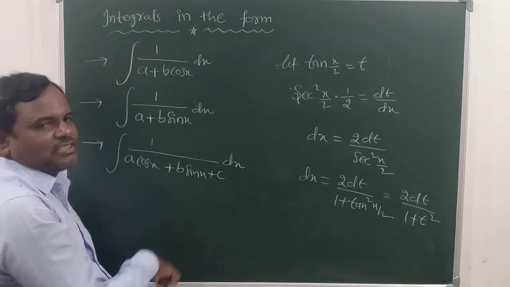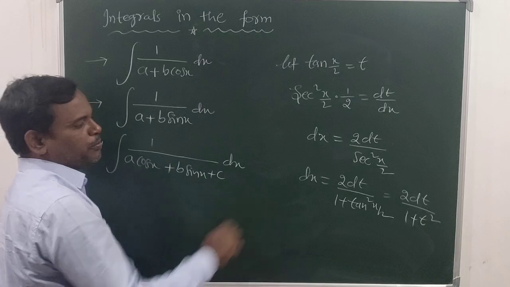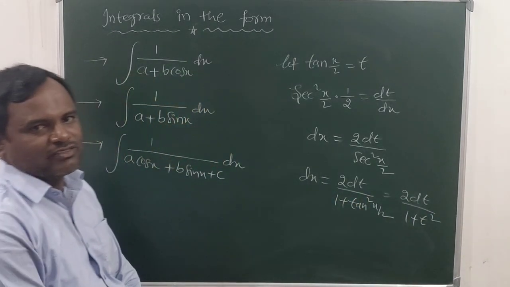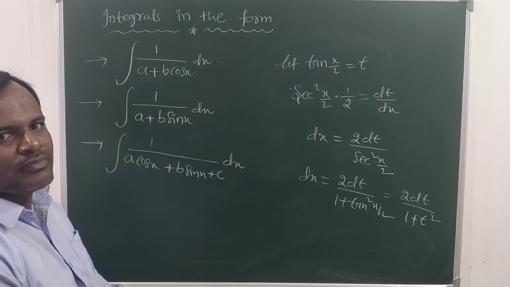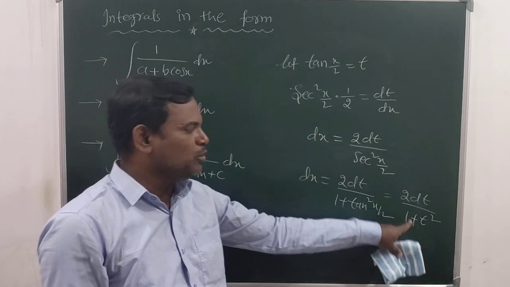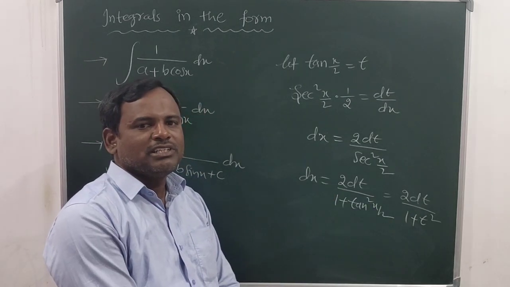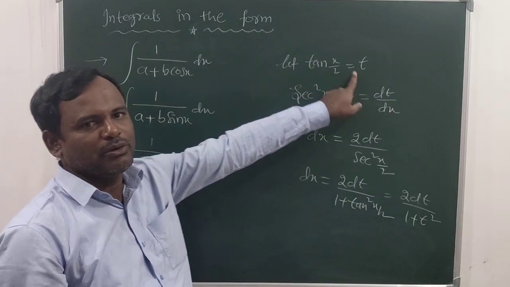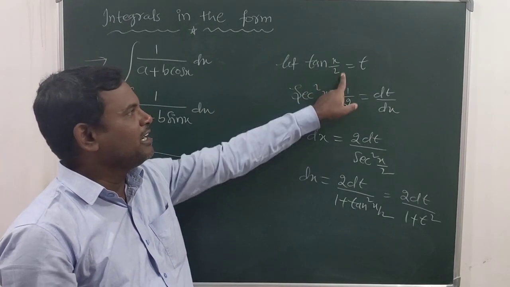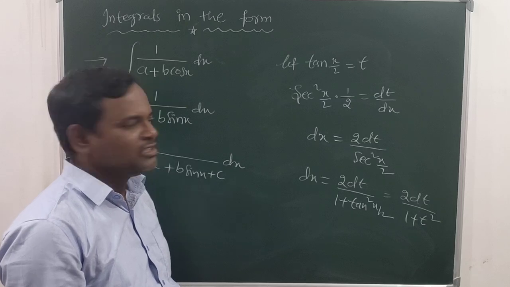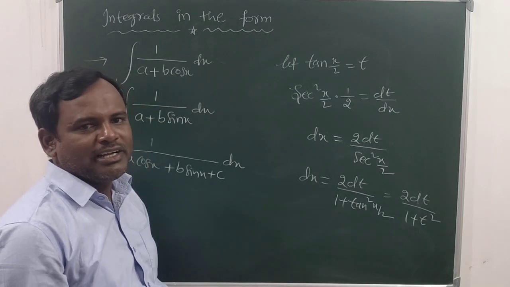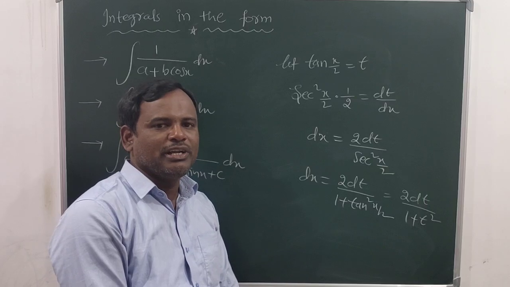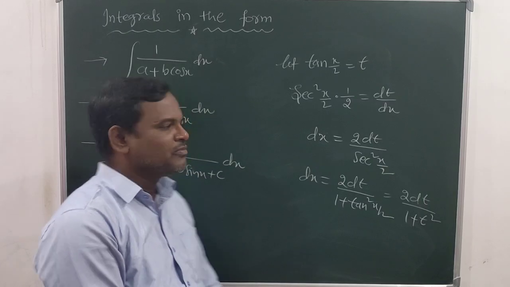While doing the application, in the place of dx, what will you take? 2 dt by 1 plus t square. How is this dx equal to 2 dt by 1 plus t square? I hope you have got it. I took tan x by 2 equal to t. Then I did the derivative on both sides. So I made dx as subject. I got dx equal to 2 dt by 1 plus t square.